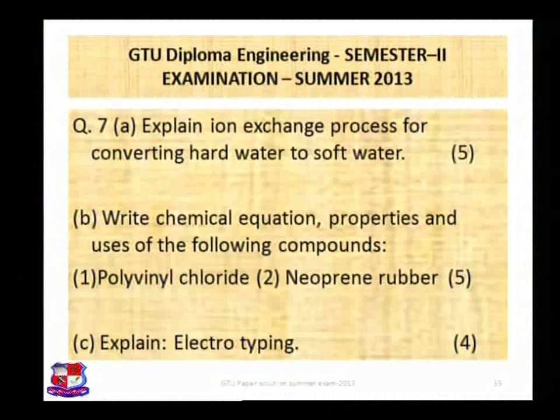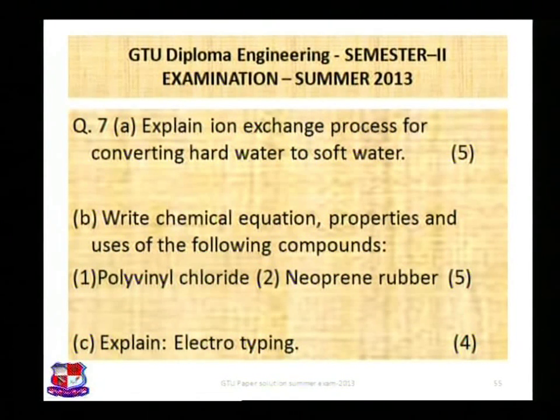Next question. Let us see question 7. You can see very clearly question 7a: Explain ion exchange process for converting hard water to soft water. This is for 5 marks. Question 7b: Write chemical reaction, properties and uses of the following compounds: polyvinyl chloride, neoprene rubber. And question 7c, electrotyping, again carries 4 marks. So you can see 5, 5, 4. This is the weightage of the question.